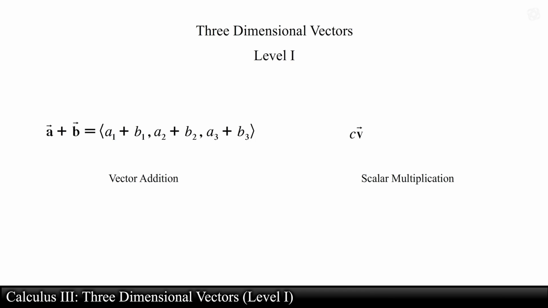Lastly, the properties of vector addition and scalar multiplication given for planar vectors are also valid for vectors in space. For vector addition, we simply add the vectors component-wise. And when multiplying a scalar by a vector, we simply multiply this scalar to each of the vector's components. Alright, let's go over some examples and illustrate how to solve various problems involving three-dimensional vectors.